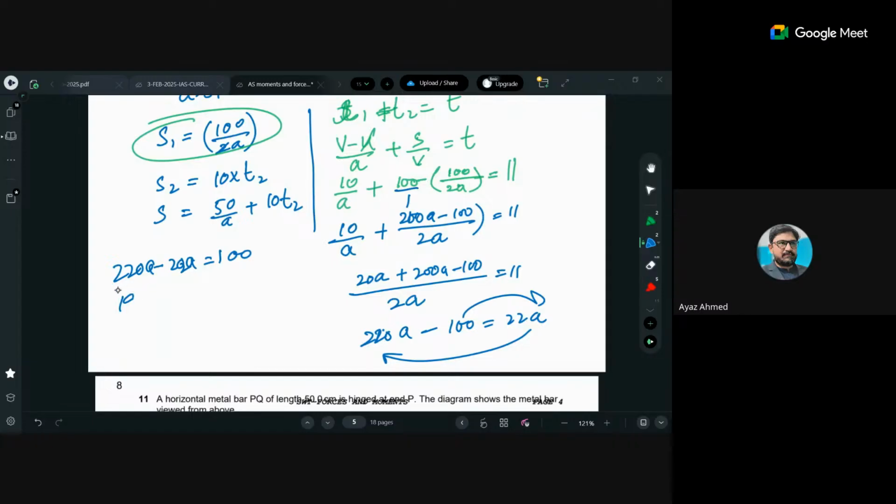How much will this 220 minus 22 be? So 198. 198A is equal to 100. Is it? Yes, sir. So what is the answer? 100 divided by 198.